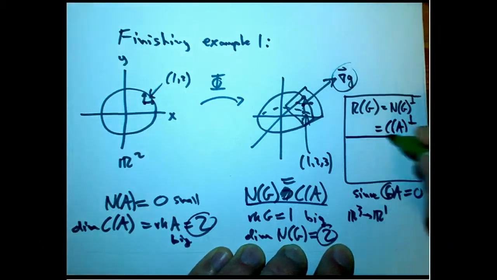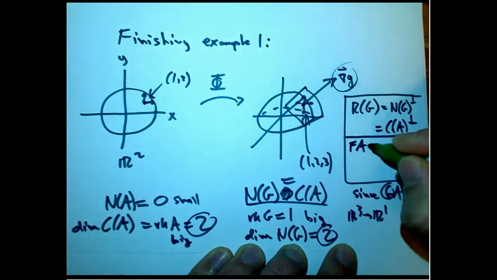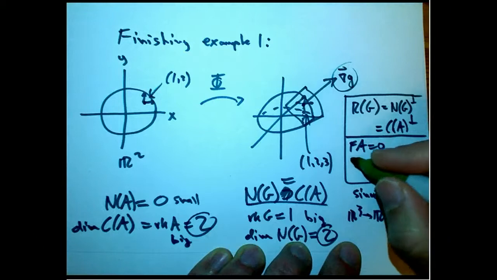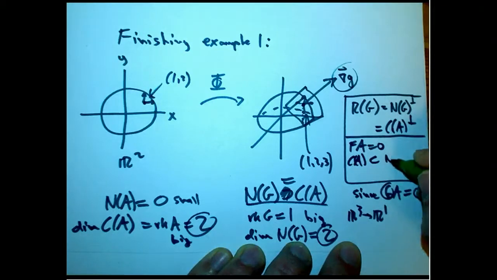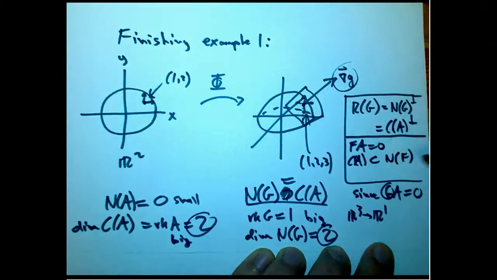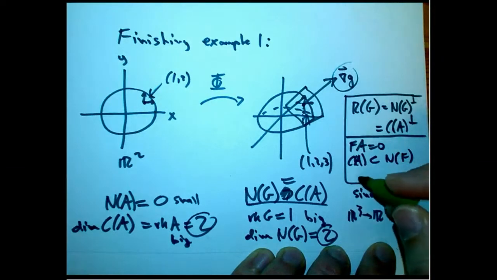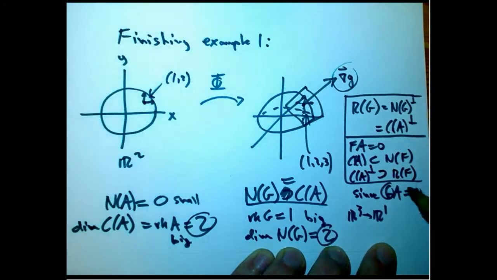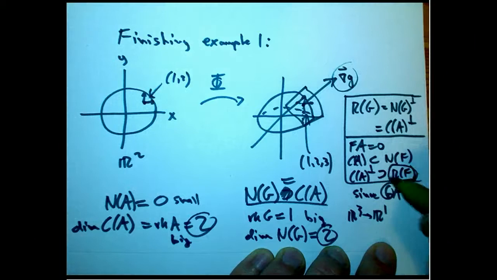Okay. Well, what do we also know? We also know that since FA equals 0, that means a very similar relationship holds, except now it is just an inclusion. It says that the column space of A is inside the null space of F. And now taking perps, that means that the column space of A, perp, is bigger, it reverses this inclusion, than the row space of F. So the row space of F is just all multiples of that one vector, basically the gradient of F. And it says that that's inside the perp of CA.